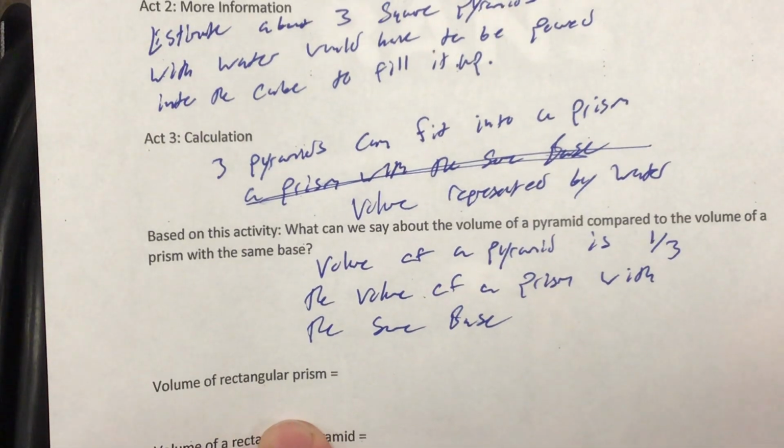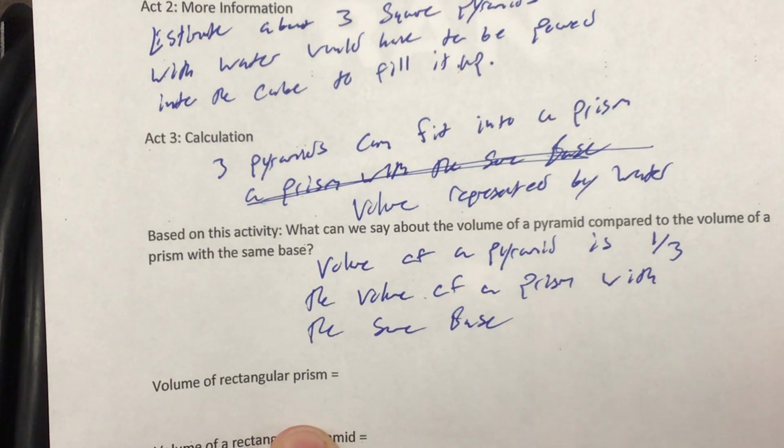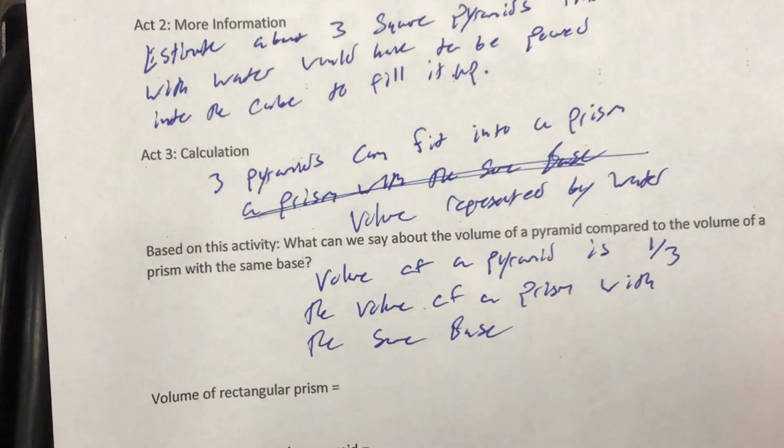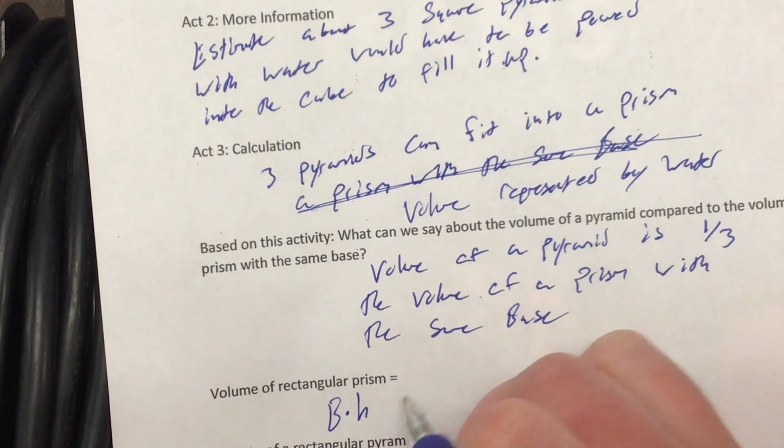All right, how do we find the volume of a rectangular prism? Base times height. All right, it is base times height.